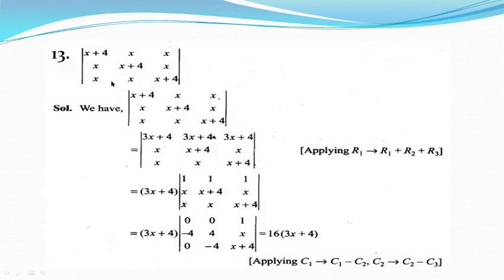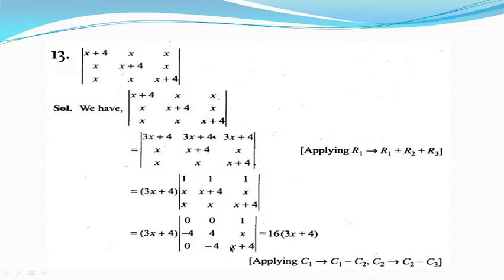Question number 13. Here also a determinant is given and we have to solve. So here applying R1 changes to R1 plus R2 plus R3. Here we are adding R1 plus R2 plus R3. So x plus x plus x will be 3x plus 4. Here also 3x plus 4 and here also 3x plus 4. Now taking 3x plus 4 common from the first row and we will get 1, 1 and 1 here.